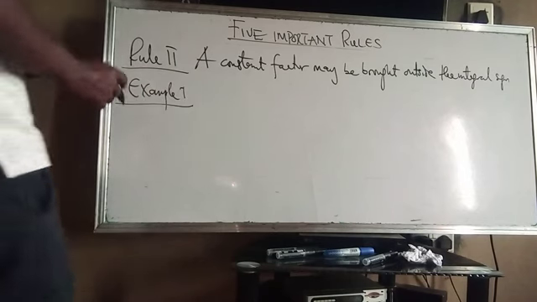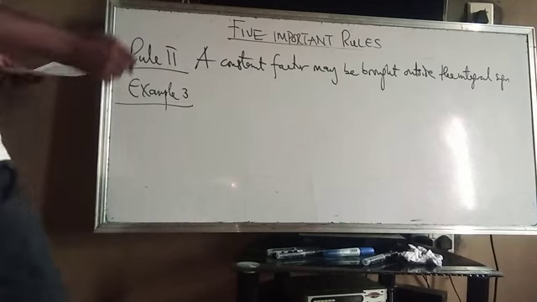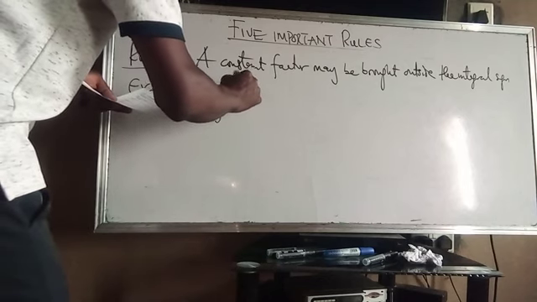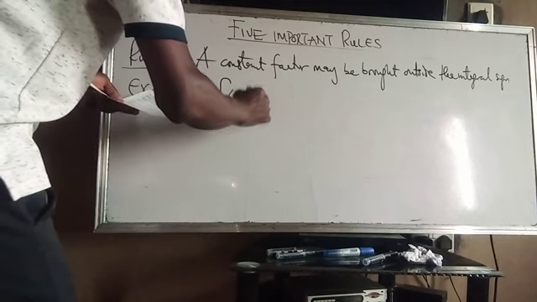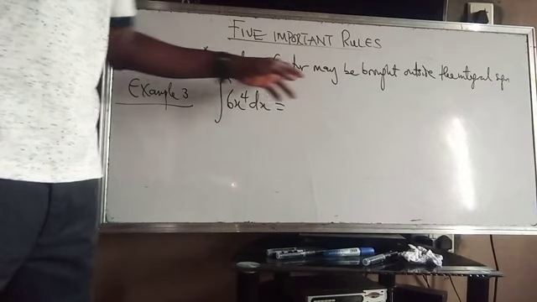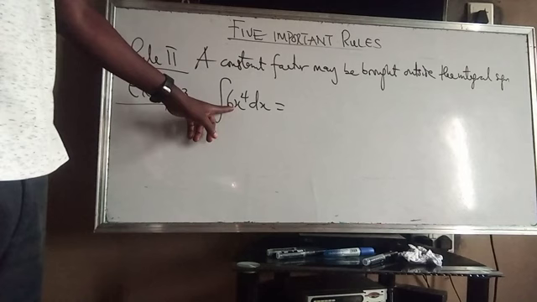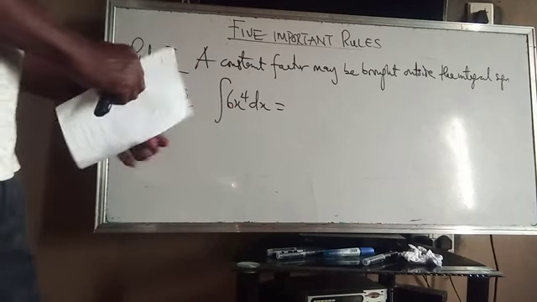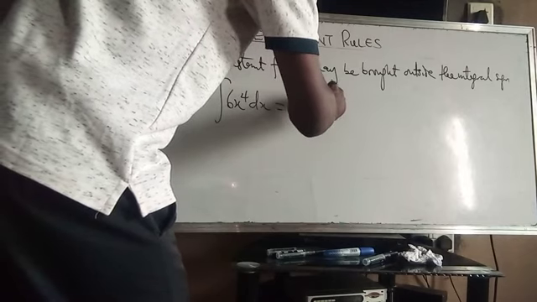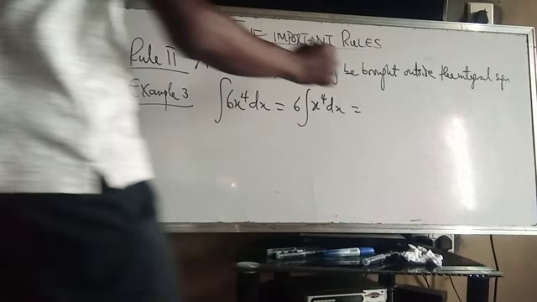We can continue our examples with example 3. The integral of 6x raised to the power 4 dx. Now, this rule is saying that you can bring out a constant factor outside the integral sign. A constant factor here is 6. You can bring it out. Yes, it's allowed. That is 6 times the integral of x raised to the power 4 dx. It's allowed.